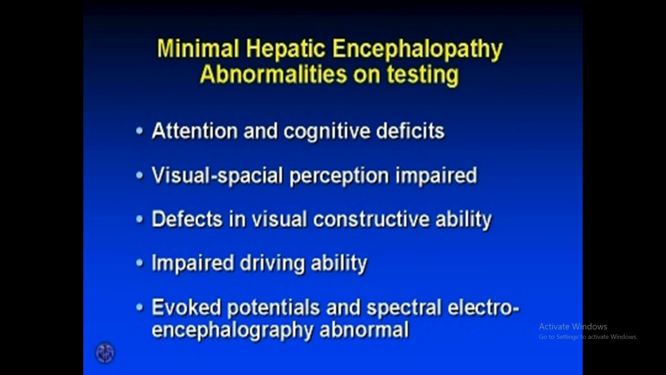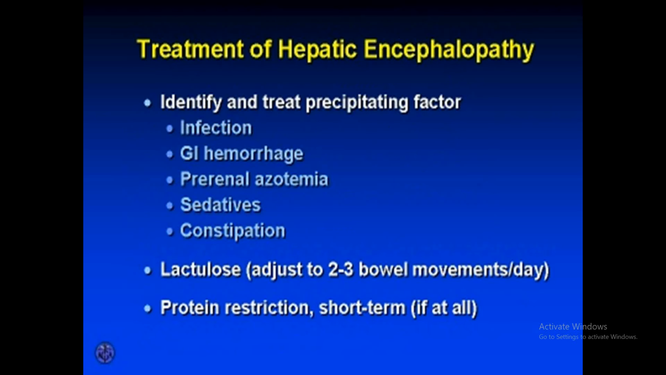So what will you do with these patients? Try to avoid infection, GI hemorrhage and prerenal azotemia. Sedatives should not be given. Constipation should not be there; try to relieve the constipation. So lactulose should be given. Lactulose is the ideal substance for hepatic encephalopathy. When lactulose is given, it is converted and lactic acid is formed in the intestine, because it is acidic in nature.